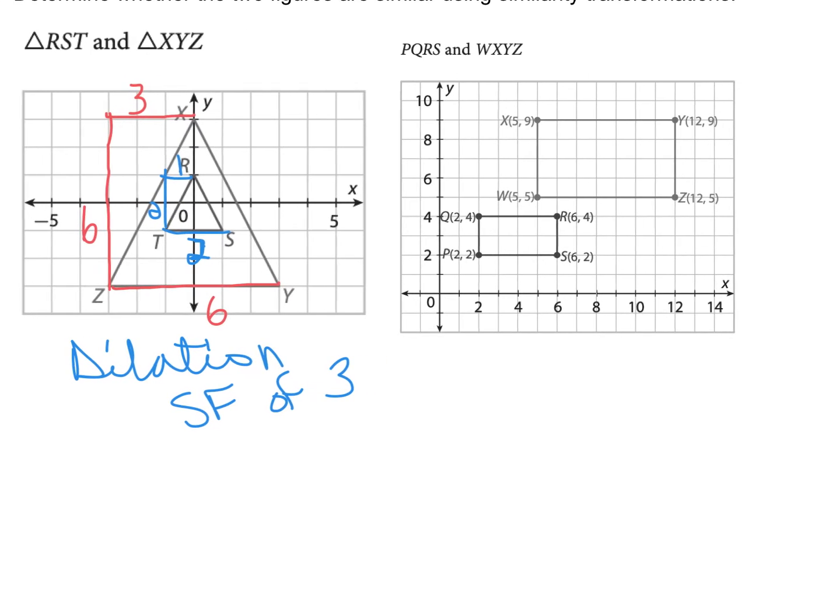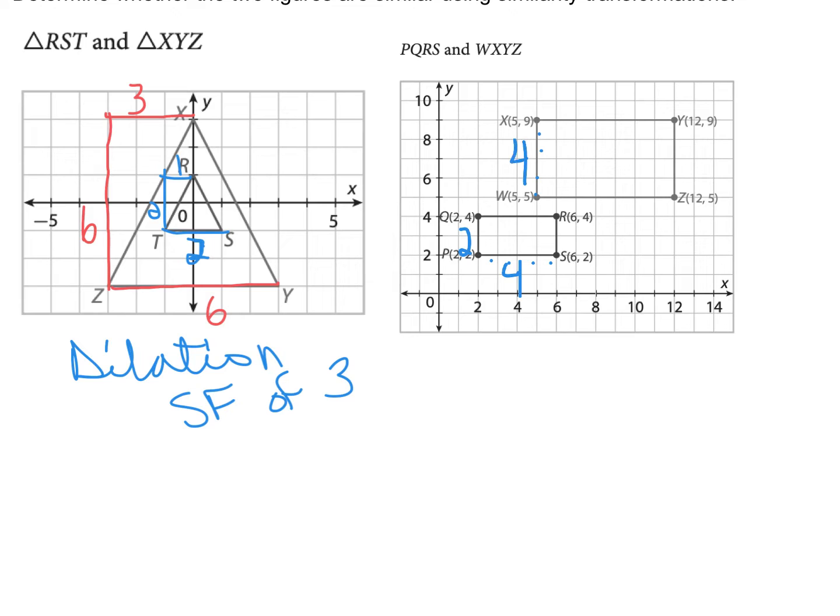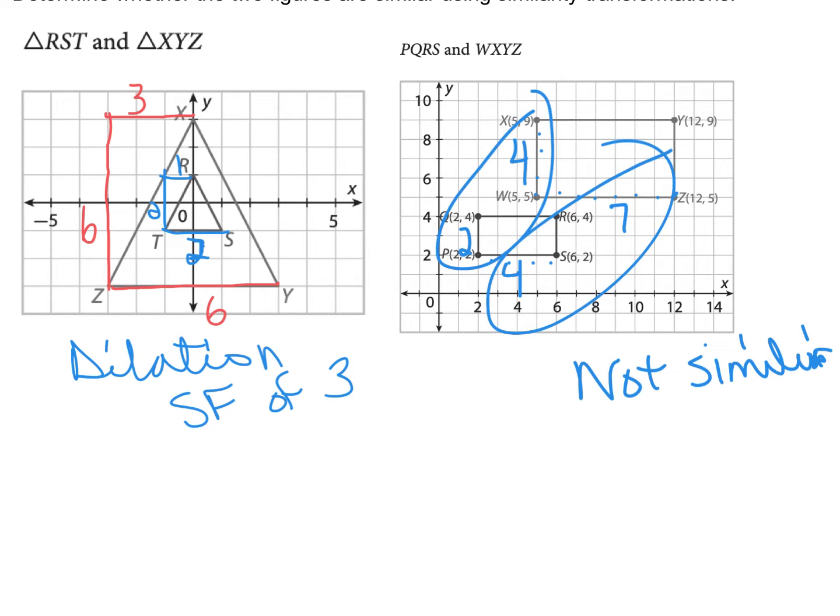Now if we check two sides over here, I've got 2 and then 1, 2, 3, 4. Here I got 1, 2, 3, 4, and 1 through 7. All right, these are not similar because they don't have the same scale factor. These two is a multiple of 2. I would need the same thing here.